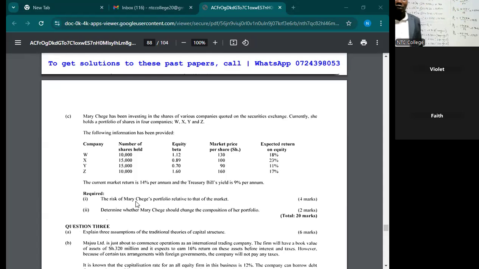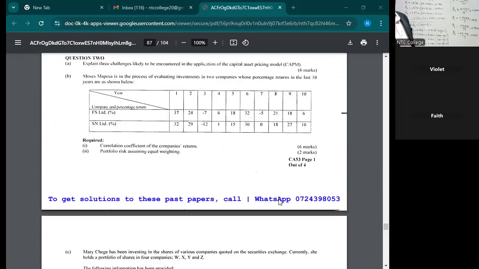Now, look at Roman number 2. Determine whether Mary Chege should change the composition of her portfolio. Is it not the same as what we did? So once they have told you to advise whether we should change the composition, that person is telling you to look at the profitability of each investment. And then you advise. 2 marks. This one was quite mean, such small marks, 2 marks, and there are 4. Okay, so that is a total of 6 marks. Anyway, it is better than nothing, isn't it? For an exam that is a lot.